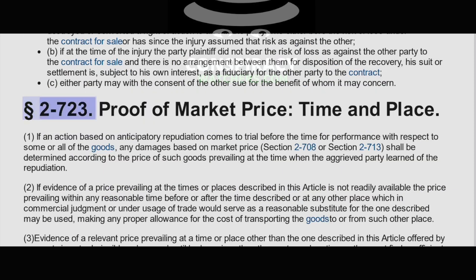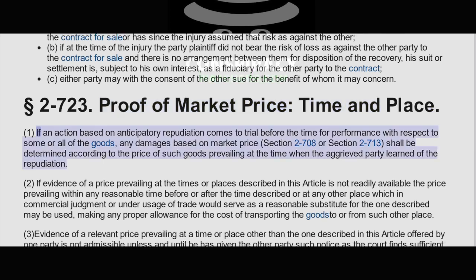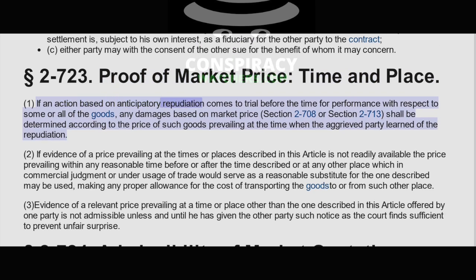Section 2-723. Proof of market price: time and place. If an action based on anticipatory repudiation comes to trial before the time for performance with respect to some or all of the goods, any damages based on market price shall be determined according to the price of such goods prevailing at the time when the aggrieved party learned of the repudiation.